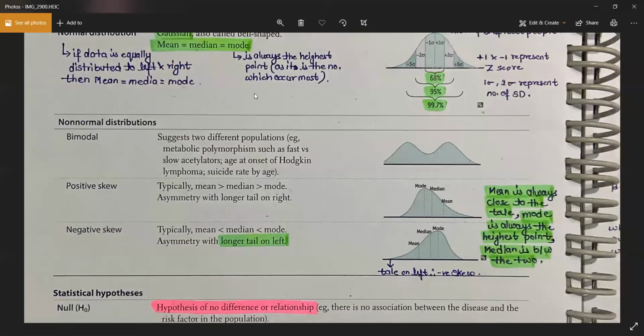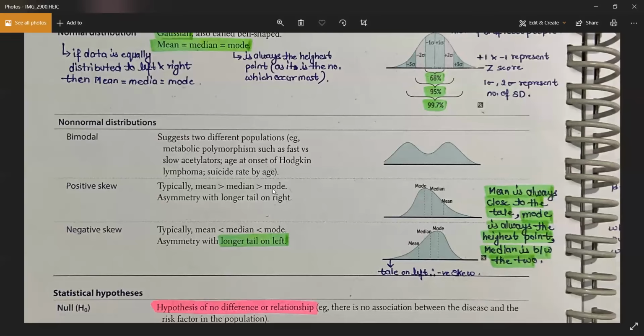Then come the non-normal distributions, in which you have a tail on either side. In case of a positively skewed distribution, you will have the mean at the highest side, then comes the median, and then comes the mode. In case of a negatively skewed distribution, you will have the mean, which is the smallest one, then the median, and then the mode is the largest of the terms.